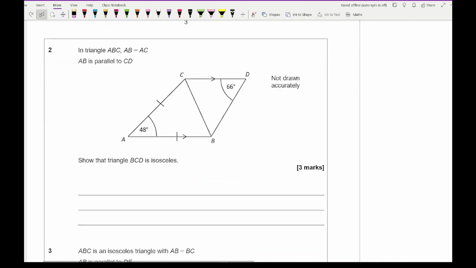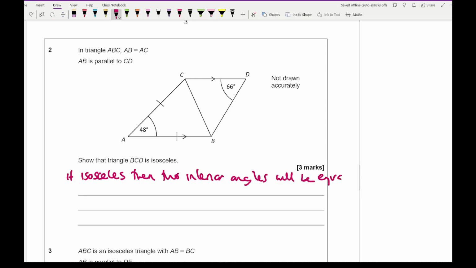Then moving on to question 2, it says in a triangle ABC, AB is equal to AC. It says AB is parallel to CD. Show that the triangle BCD is isosceles. Well, if isosceles, then two interior angles will be equal. So what we need to do is, first of all, let's start by noting the triangle that we're talking about. So we're talking about this triangle here.